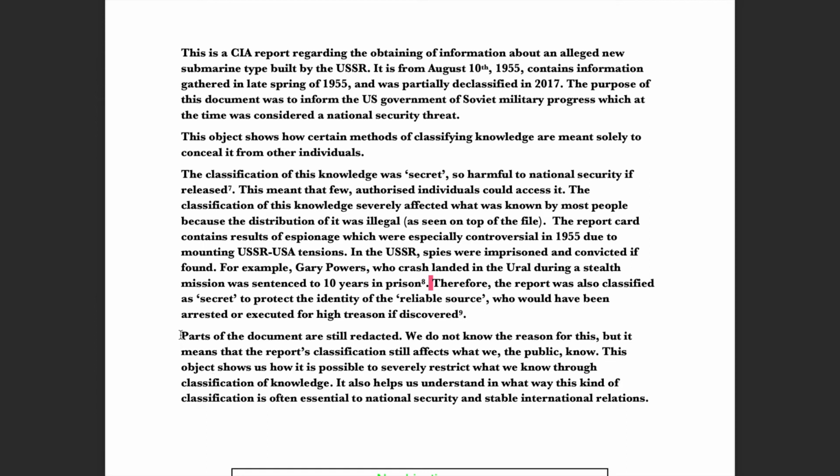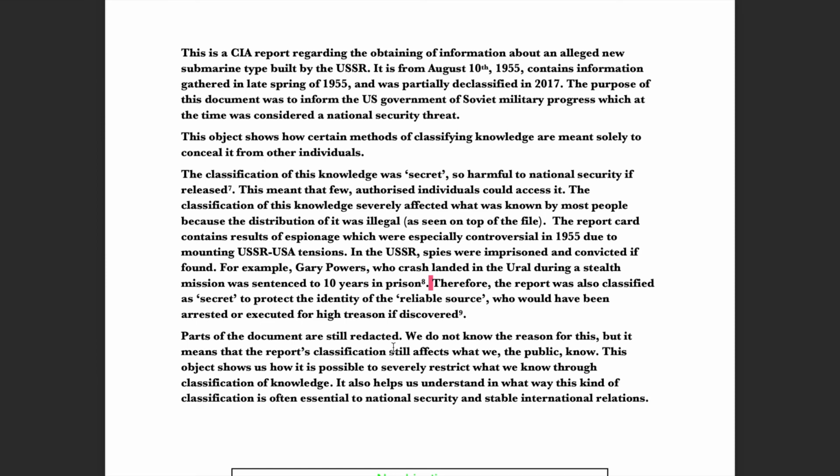In my conclusion, I state parts of the document are still redacted. We do not know the reason for this, but it means that the report's classification still affects what we, the public, know. This object shows us how it is possible to severely restrict what we know through classification of knowledge. It also helps us understand in what way this kind of classification is often essential to national security and stable international relations. I'm drawing a longer and broader conclusion in this object.